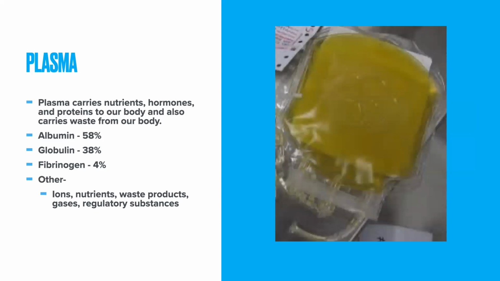Plasma is made up of albumin, globulin, fibrinogen, and then other types of materials such as ions, nutrients, waste products, gases, and regulatory substances to keep our body at homeostasis.